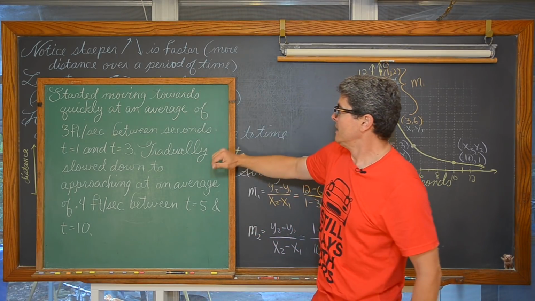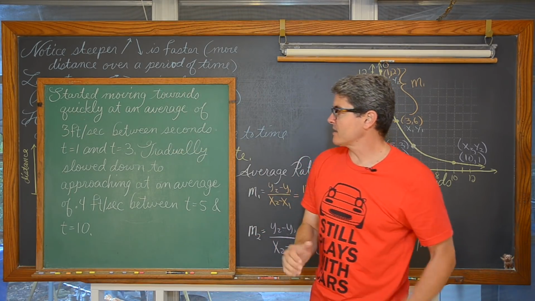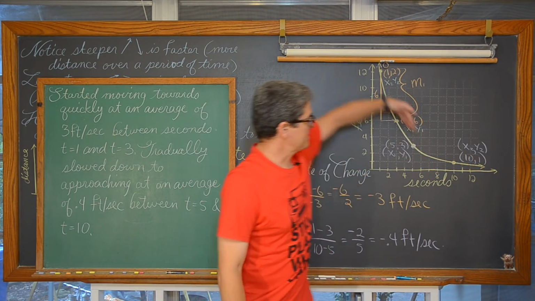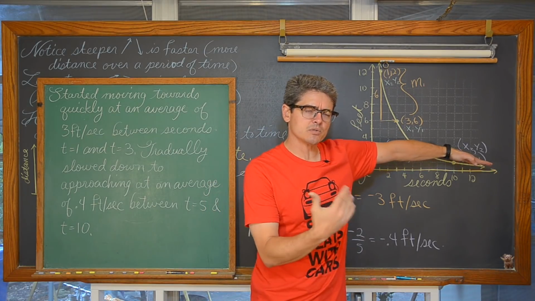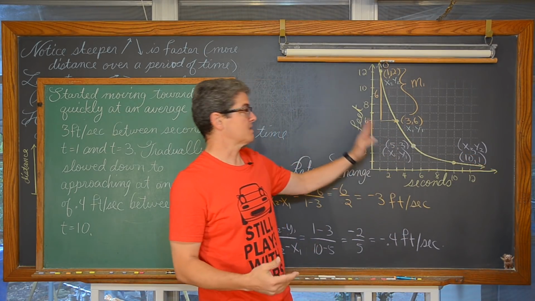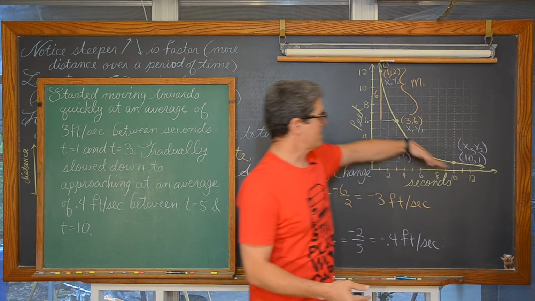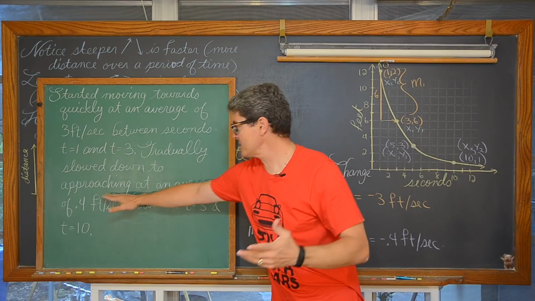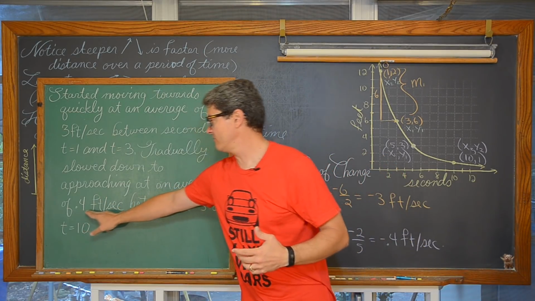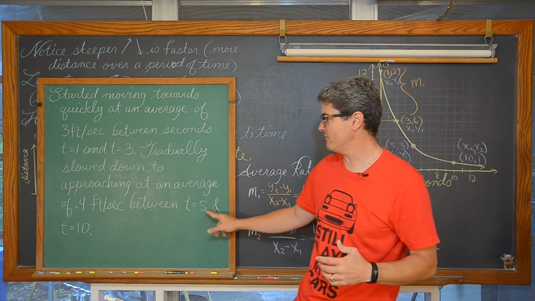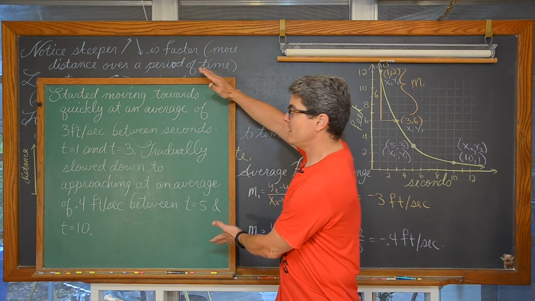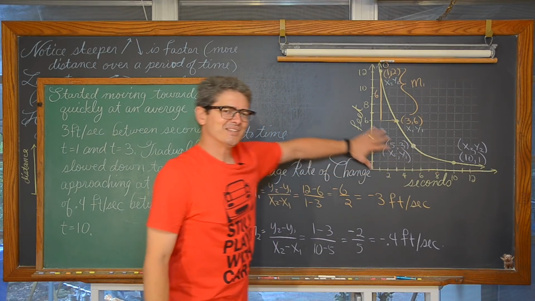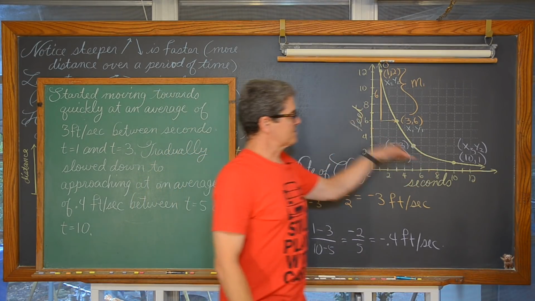So between seconds 1 and 3, this movement gradually slowed down, because you can see that gradual slowing of the movement, again time over distance, because it's becoming less steep. So it gradually slowed down, approaching some object at an average of 0.4 feet per second between the time periods of 5 and 10. And this is an interpretation, or a story of explanation, if you will, of what's going on in this graph in its totality.